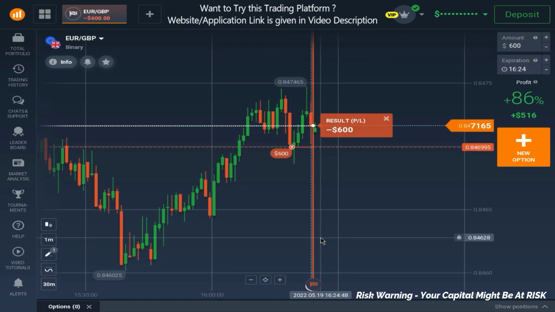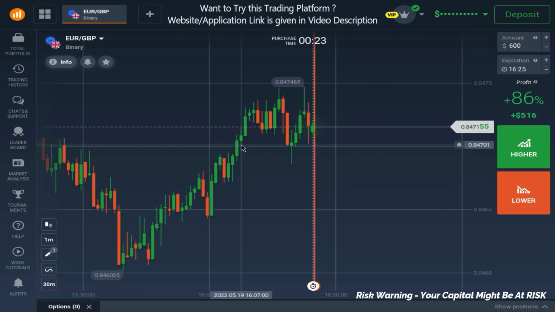Unfortunately we have lost this trade, but let me explain the setup, because I think the story is still intact and I'm going to take one more trade on this setup.